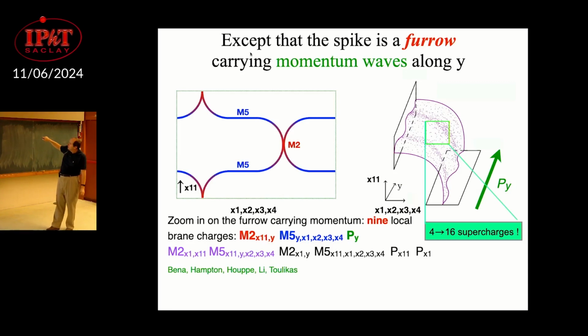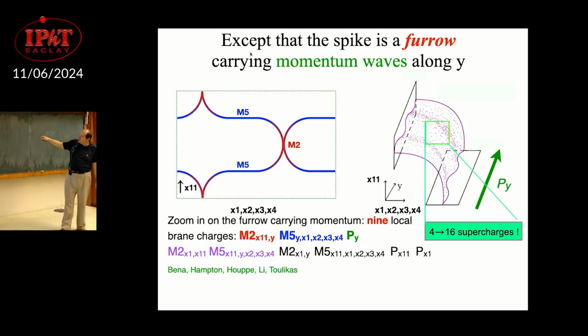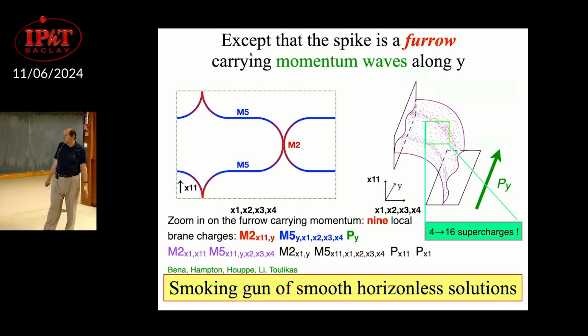But if you look locally, what you find is that when you look here, the supersymmetry gets enhanced from 4 to 16. And wherever you go on this thing, you have 16, but they're different 16. Here you have some 16, some 16, some 16. Only 4 are common. Globally there are only 4, but locally there are 16. So this is like a local supersymmetry enhancement, and this is the smoking gun of smooth horizonless solutions.